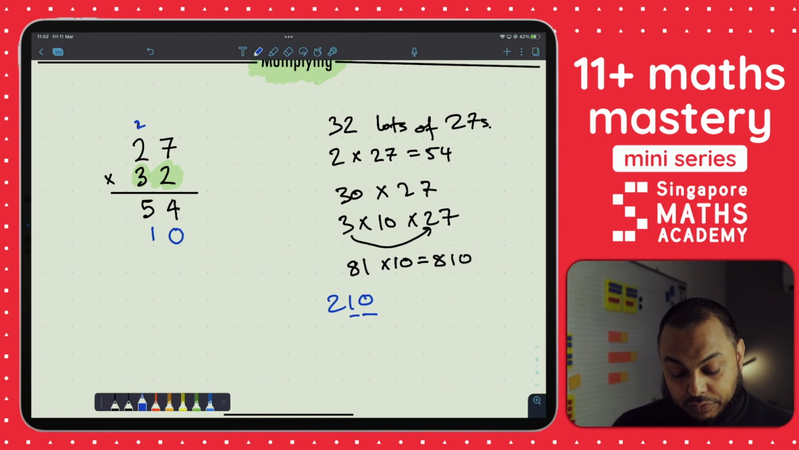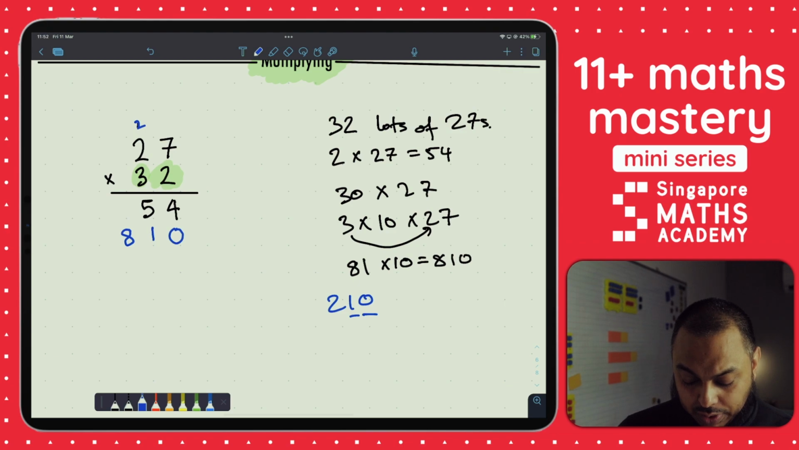So now I've got 3 times 2, which is 6, or 30 times 20, which is 600. 600 plus the 200 I got from multiplying 30 times 7. So 600 plus 200 is 800, right? So this is the hundreds column. So I'm going to put 8 here.